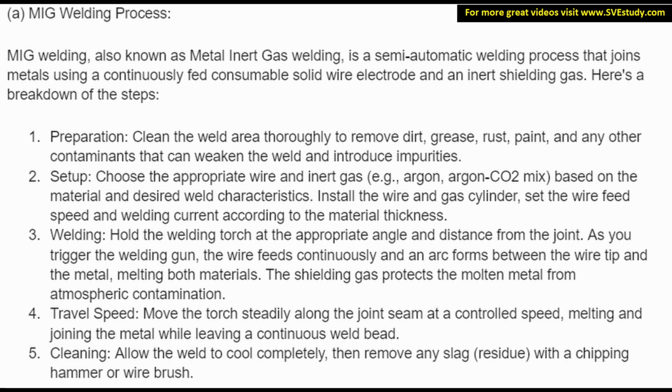4. Travel speed. Move the torch steadily along the joint seam at a controlled speed, melting and joining the metal while leaving a continuous weld bead. 5. Cleaning. Allow the weld to cool completely and then remove any slag residue with a chipping hammer or wire brush.